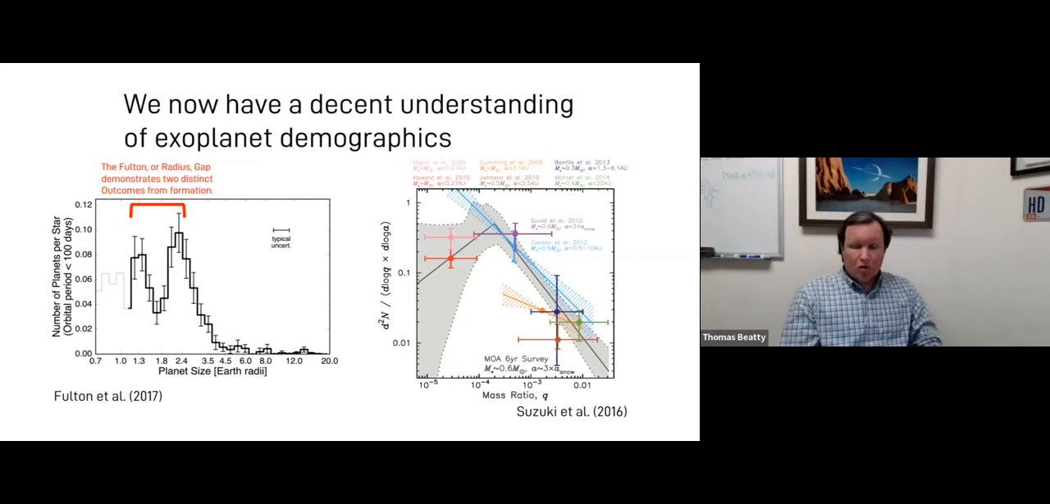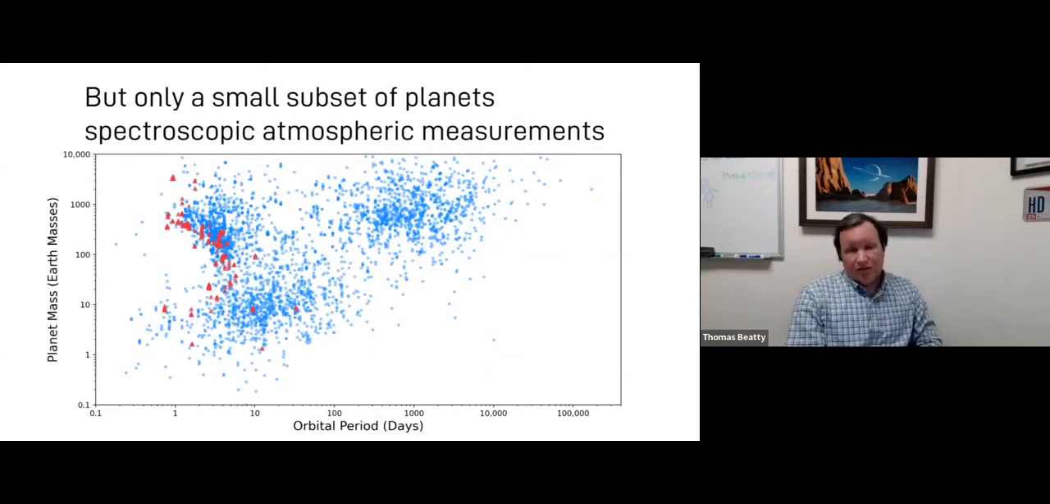But we want to know more about the exoplanets. We don't just want to look at their frequencies. We want to actually look at what the exoplanets themselves are doing. And only a small subset of all these planets have actually received spectroscopic atmospheric measurements. So here they are in red, and you can see most of them are hot Jupiters. Those are the easiest to observe, but there is a small subset of Earth, super Earth, Neptune-sized planets that have received detailed atmospheric characterization. So we're really just beginning our work on understanding the atmospheres of exoplanets in detail.